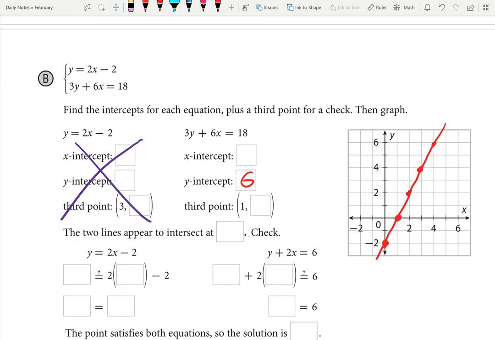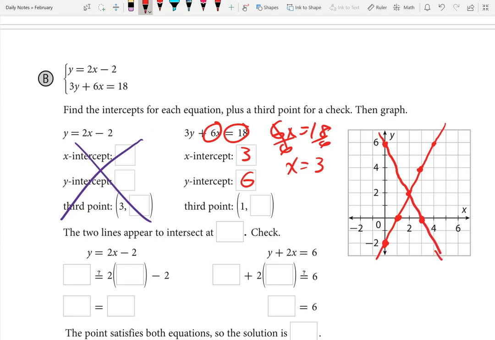If you want to find the x-intercept, then just solve 6x equals 18. So divide by 6, and we have x equal to 3. So our x-intercept is 3. Now just plot those 2 points. The x-intercept at 3, which is here, and the y-intercept at 6, which is here, and do your best to make as straight a line as you possibly can through them.